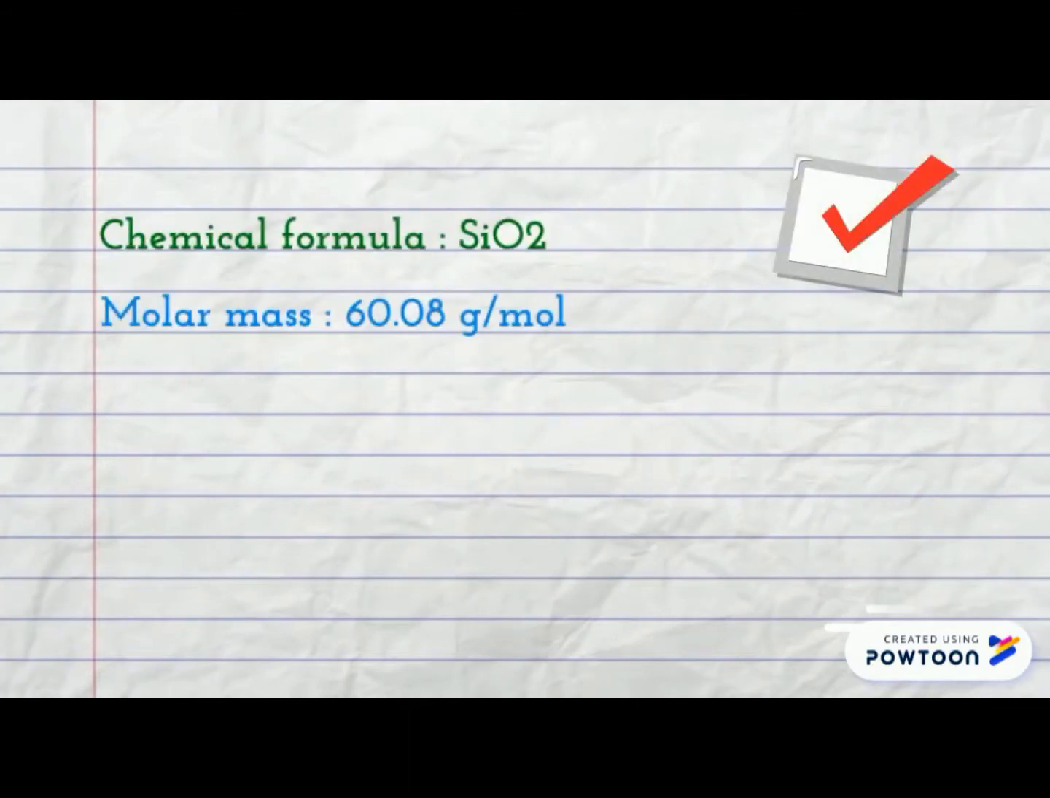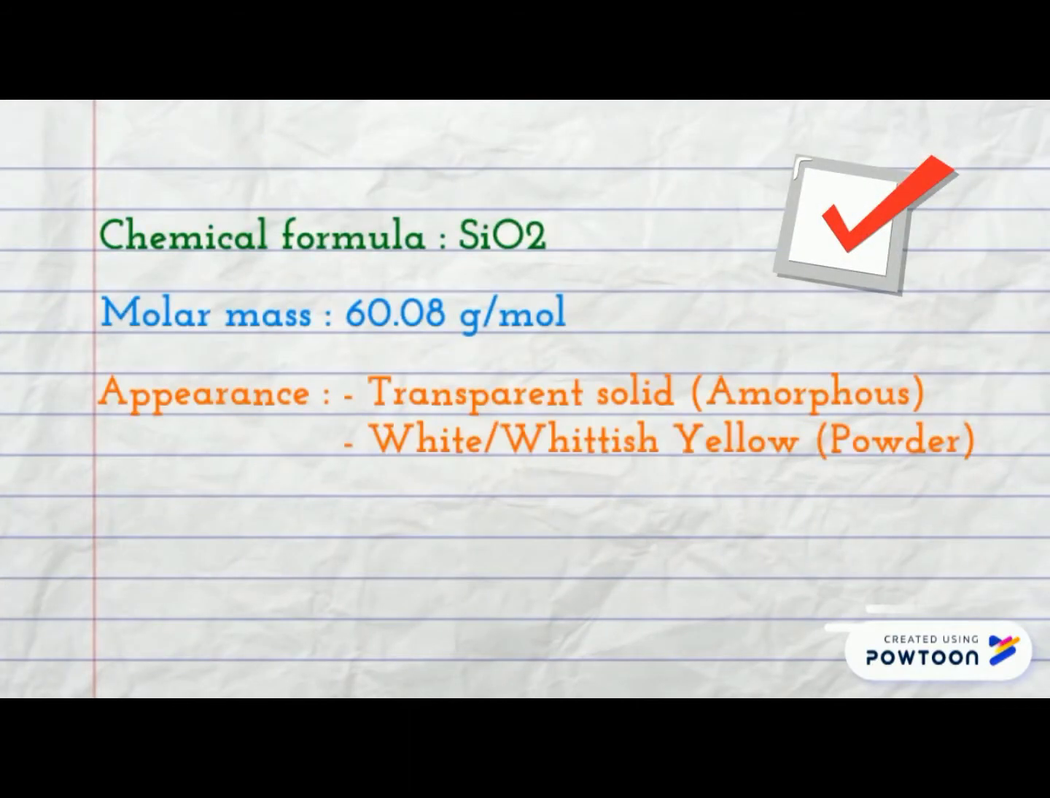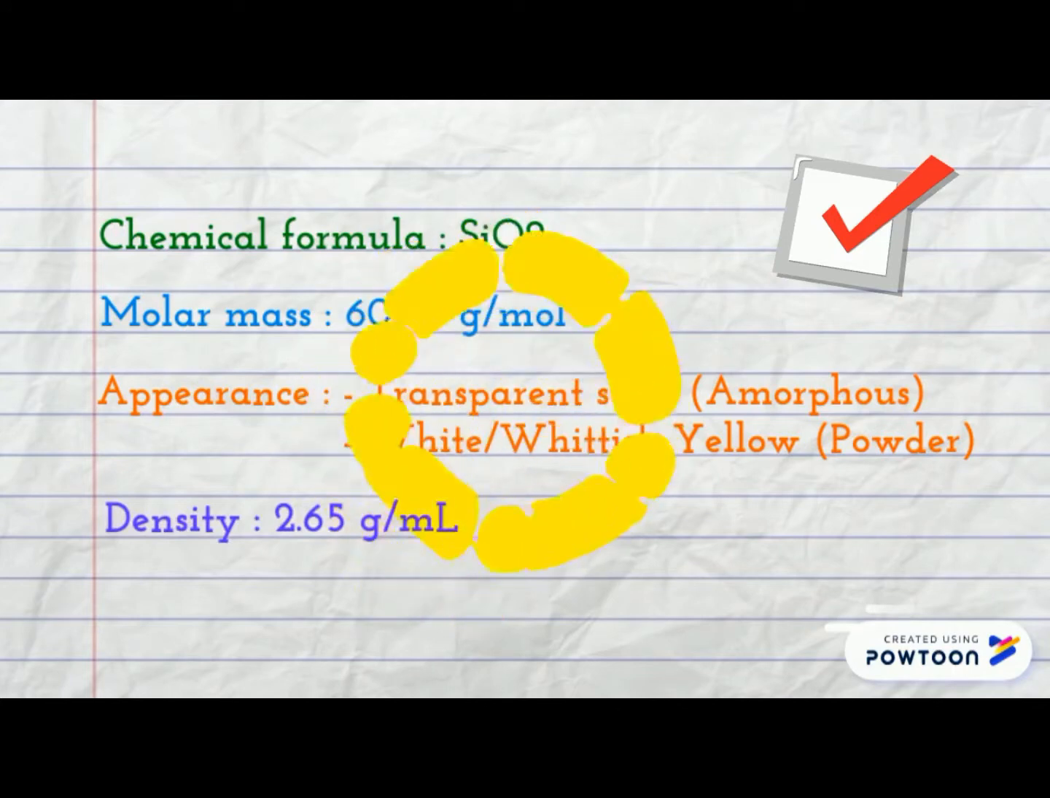The chemical formula is SiO2. The molar mass is 60.08 grams per mole. The appearance for amorphous is a transparent solid. For powder, it is white or whitish yellow. The density is 2.65 grams per mL.